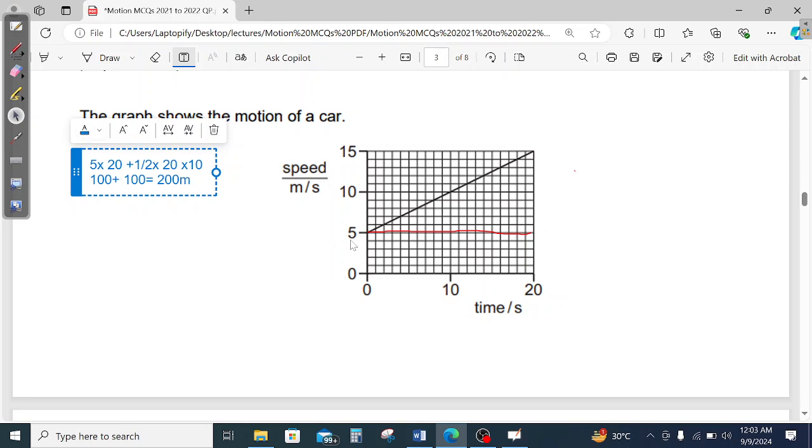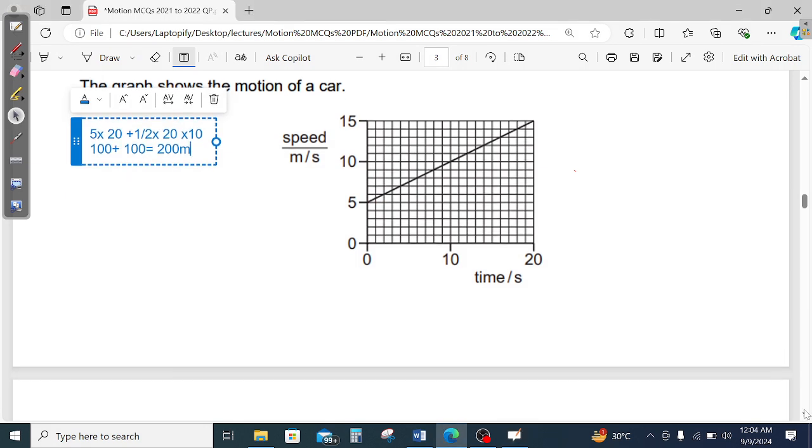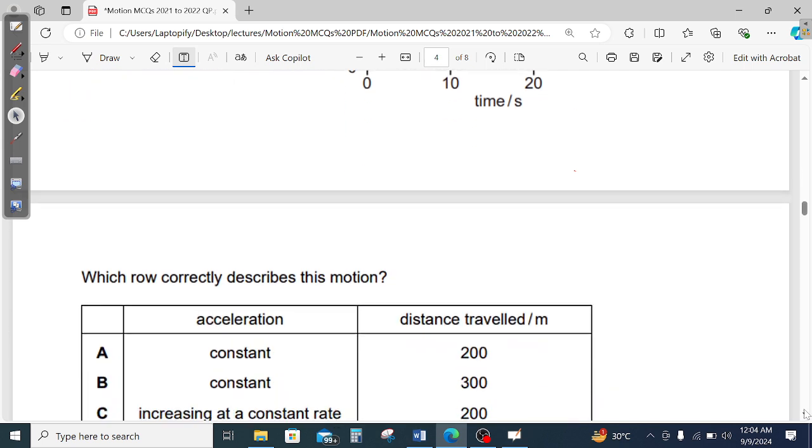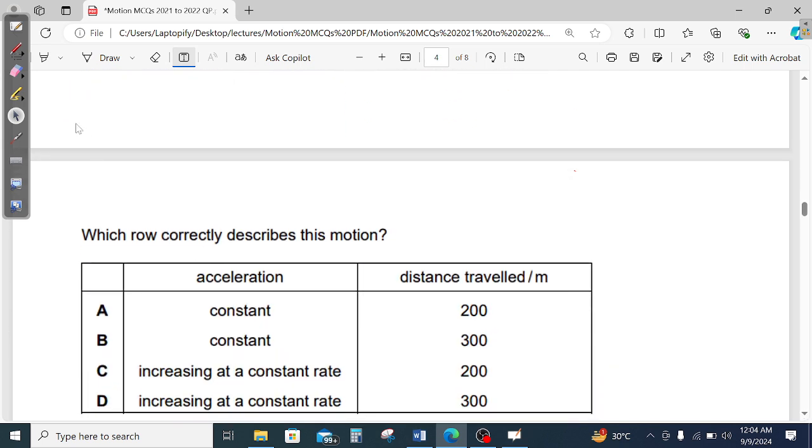And the graph is a straight line, it means the body is moving with constant acceleration. This is the graph of constant acceleration, and the distance is 200. So your option will be A. Okay, is it clear?